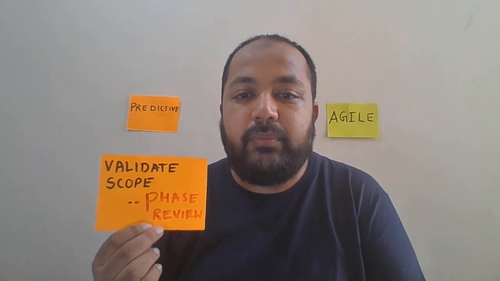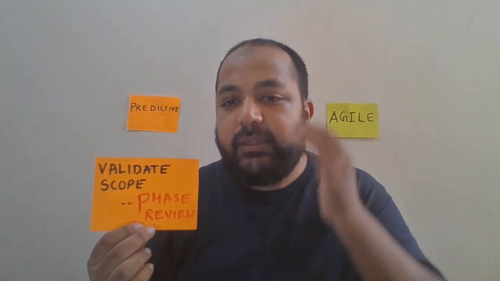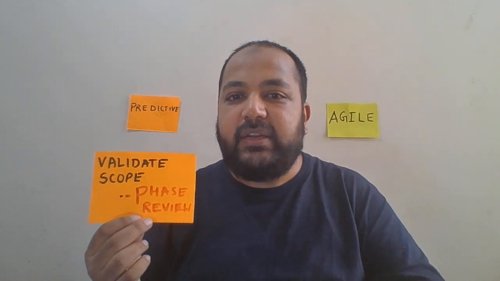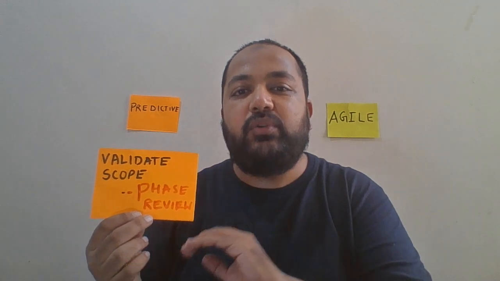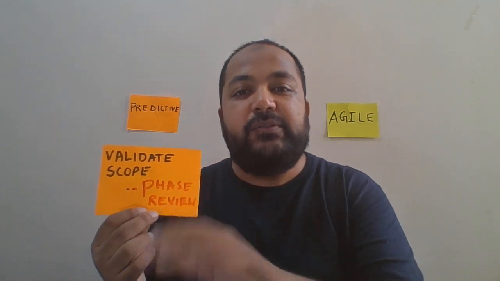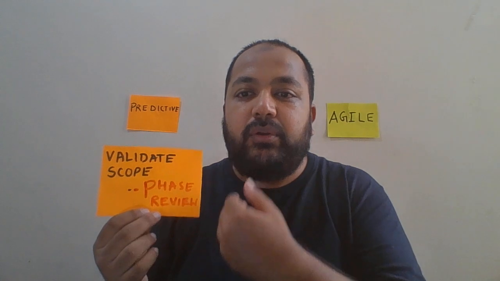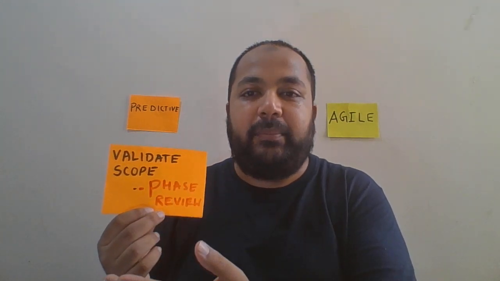Validating the scope. Okay, at the end of each phase the scope is validated. Let's say in phase 1 you have like 20 features. It's going to be validated at the end of each phase. Phase 1 can be at the end of like 3 months. The UAT will happen that time, the QA will happen that time. Okay, that's in the predictive.